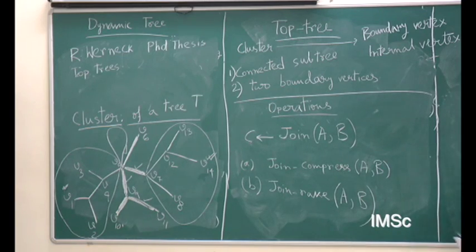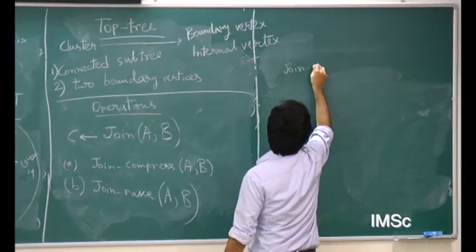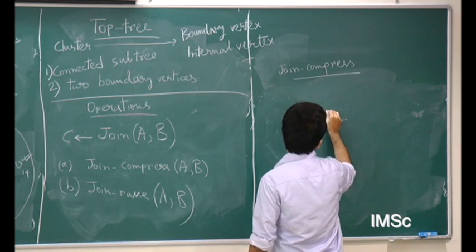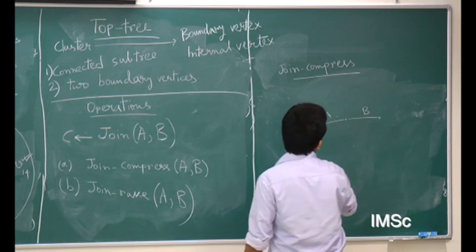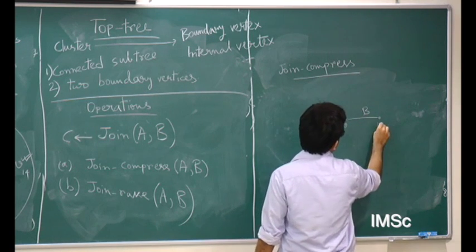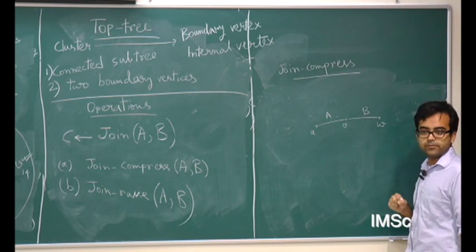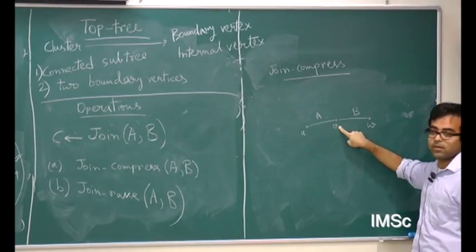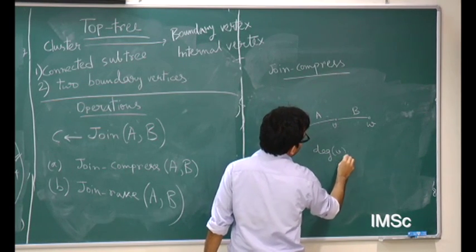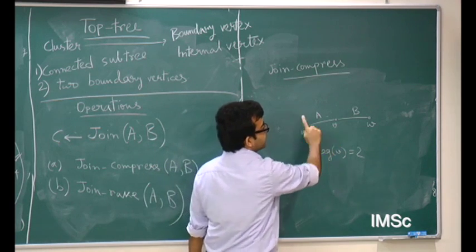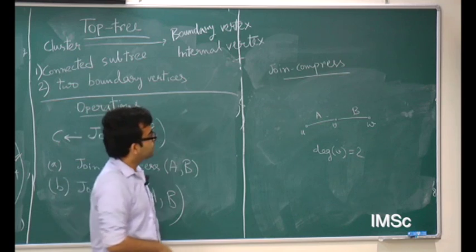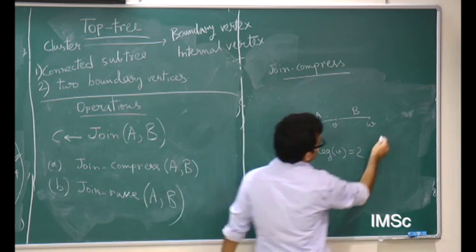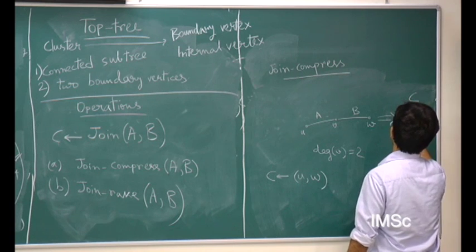So what is compress? Join compress. It will look like this. This is cluster A, this is cluster B, and say this is U, V, W. So, A has boundary nodes U, V, B has boundary nodes V, W. The crucial point is that the degree of V is 2. This is the meta degree. This means V is not the boundary of any other cluster. Then C will just be a new cluster, that is UW. So, from this if you apply join compress, you will get C, which is UW.